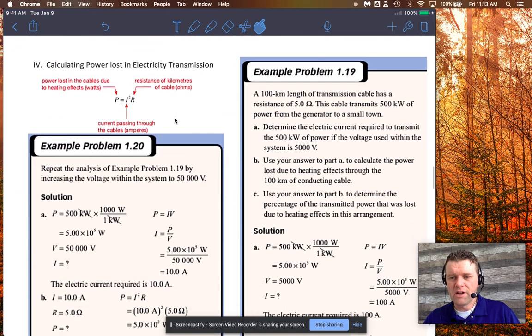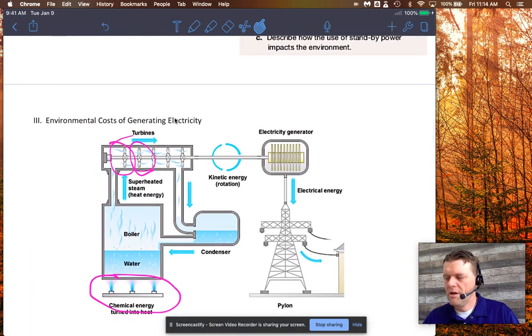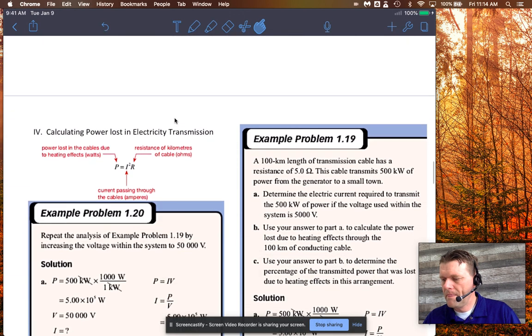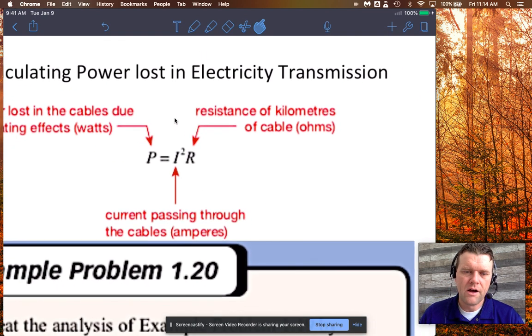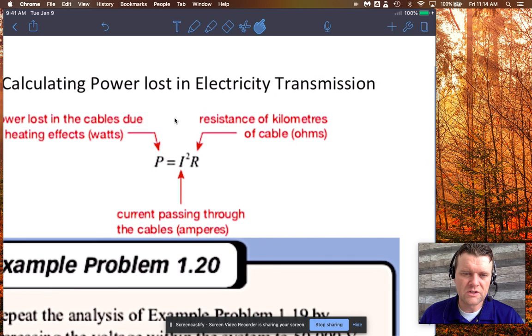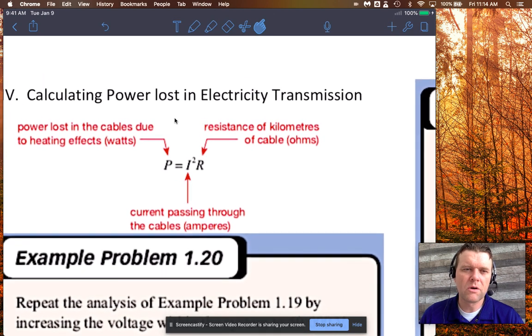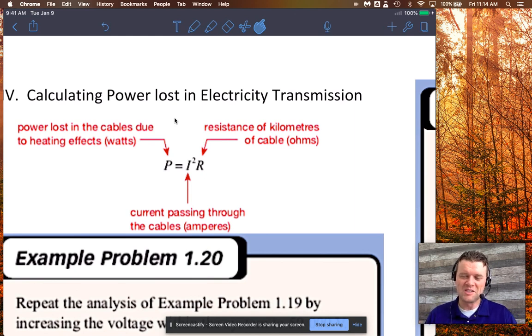Now, in the process of generating this electricity, there's an interesting lesson you need to learn here about transmission. And it's tied to this relationship. The power is equal to the current squared times the resistance, and in this case, it's the power lost in the cables due to heating. Okay, so heat, just like when you run current through your toaster, obviously that's a high resistance wire. So it glows bright red and it cooks your bread for you, right? Turns it into toast. We don't want that much resistance in the power lines.